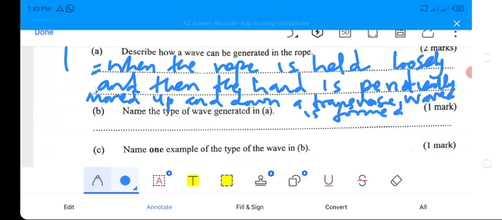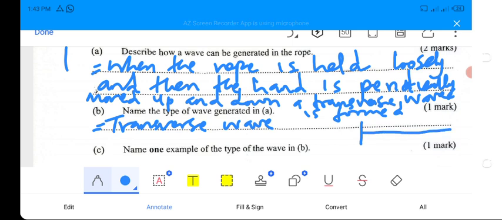So, name the type of wave generated. Of course, as I've said, it's a transverse wave, where vibration of particles is perpendicular to the direction of wave motion. Remember, the hand is moving up and down, so vibration of particles automatically will be perpendicular to the direction of wave motion. So this is how a transverse wave looks like.